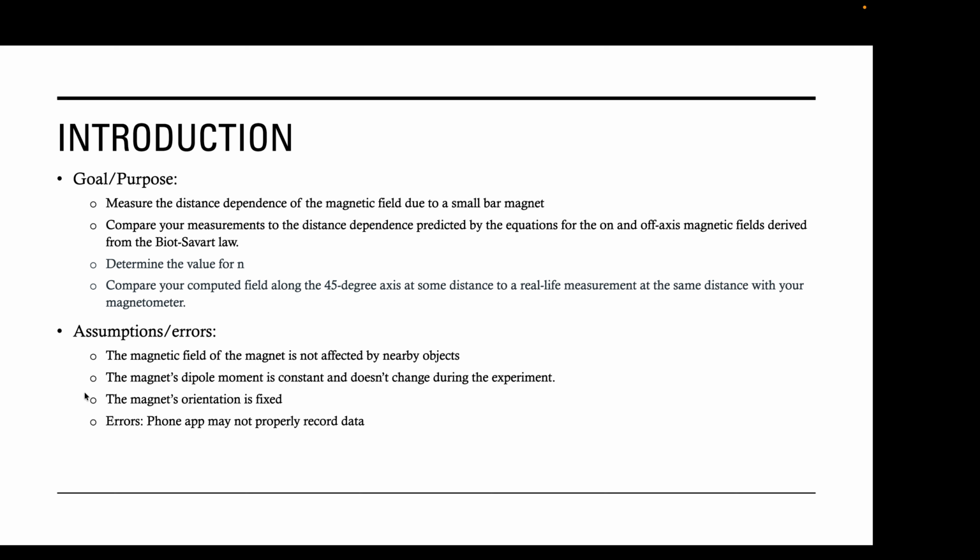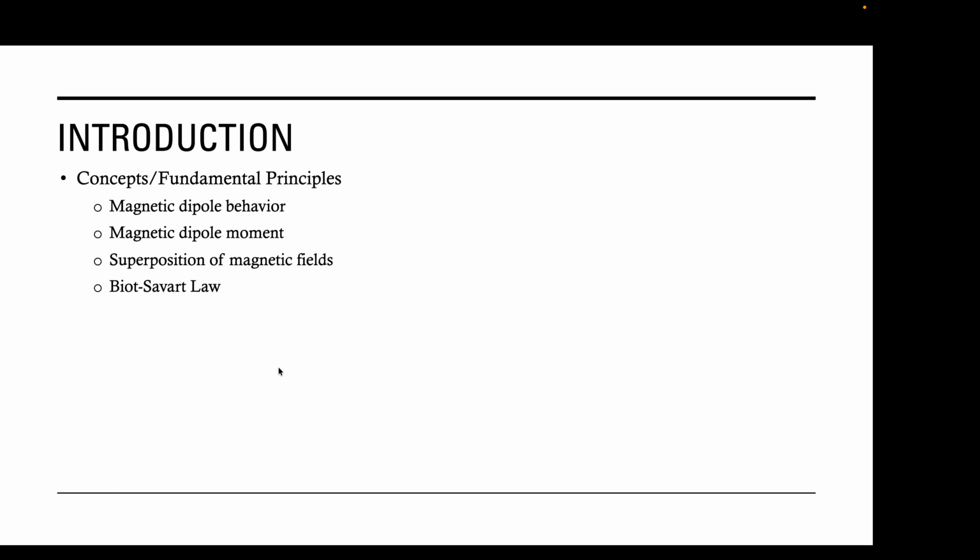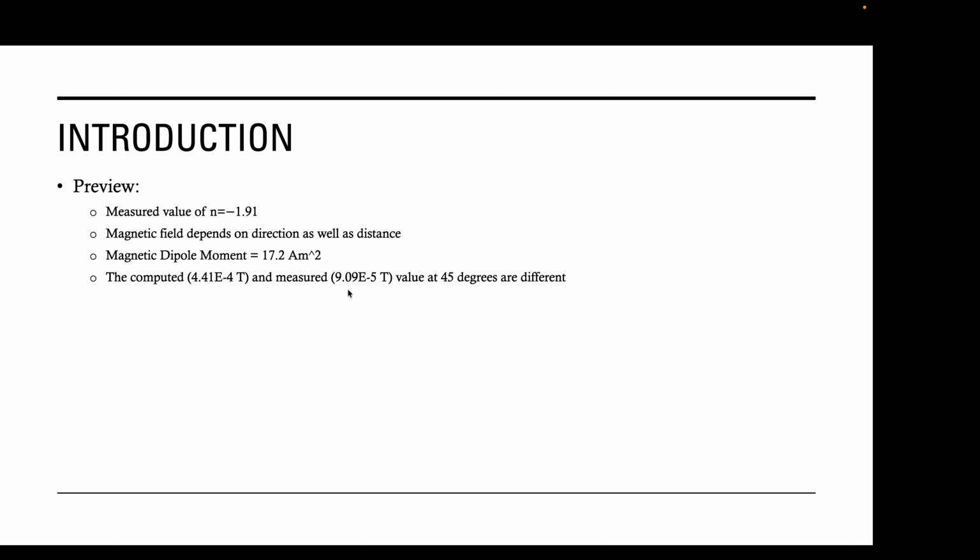The assumptions are that the magnetic field of the magnet is not affected by nearby objects, the magnetic dipole moment is constant and doesn't change during the experiment, and the magnet's orientation is fixed. An error source is that the phone may not properly record the data. The concepts as fundamental principles are magnetic dipole behavior, magnetic dipole moment, superposition of magnetic fields, and the Biot-Savart law.